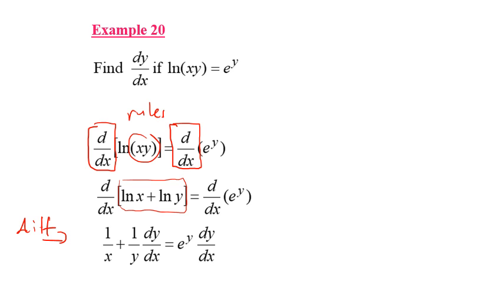Differentiate ln x is 1 over x. Remember the previous example, we had the same question. And then ln y will be 1 over y times dy dx. On the right side, e to the y. Remember it is an exponent: first copy the exponent, and then differentiate y. Whenever you differentiate y, you have to put dy dx. So differentiate y is 1, so only dy dx.